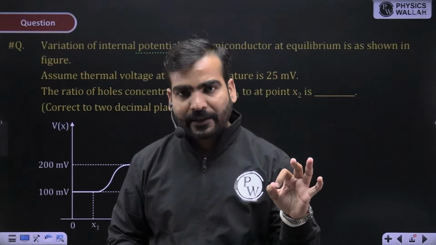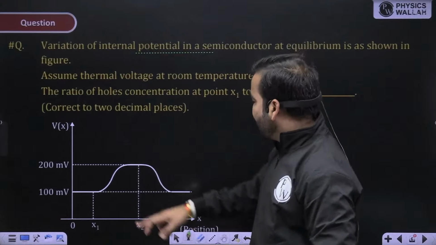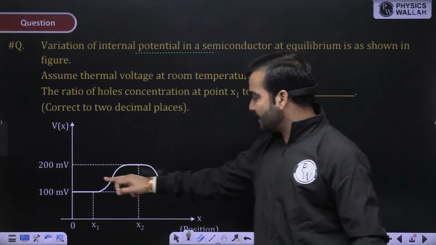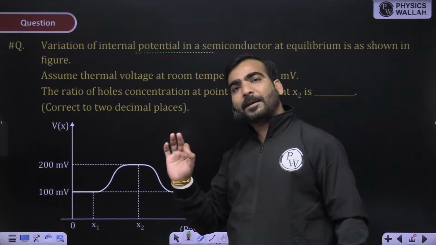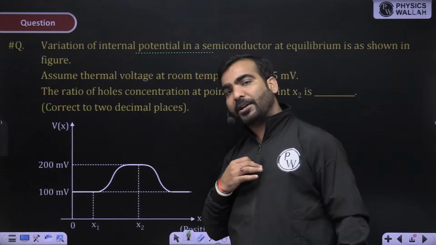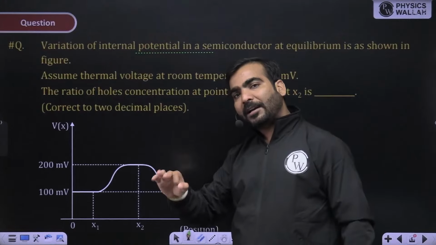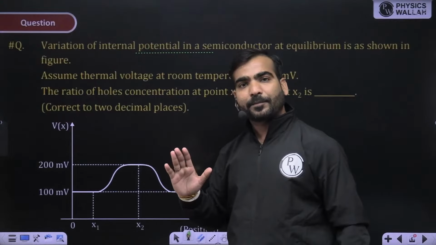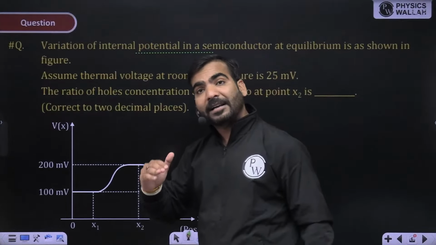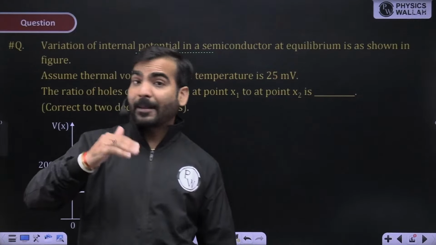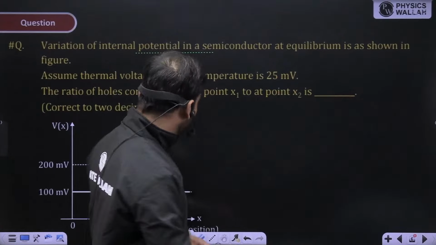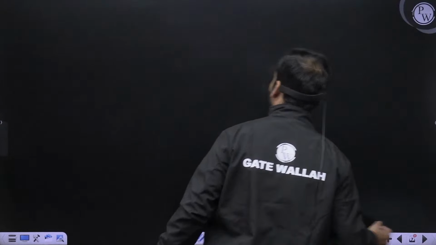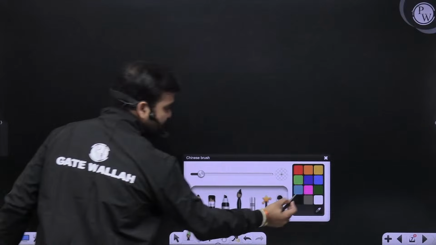Now in this case, what is given? The potential plot is given. If this is the potential plot, then what is the plot of electron concentration? As I told you already, the potential plot and electron concentration plot are identical in shape. Then you know very well the shape of holes concentration is a replica of the electron concentration plot. So on the next page I am drawing this potential plot.